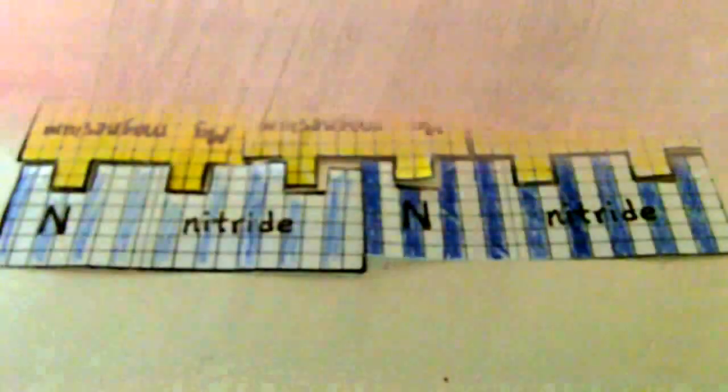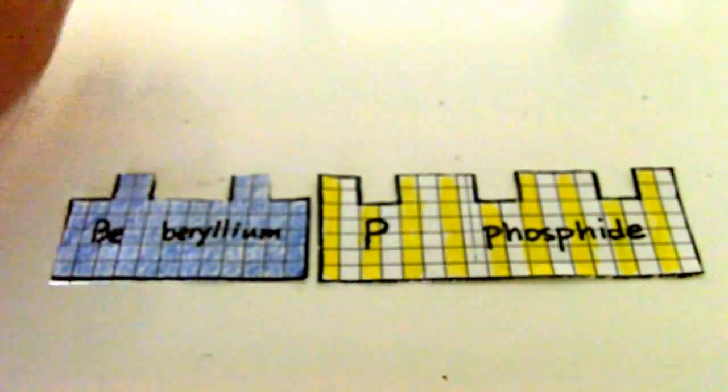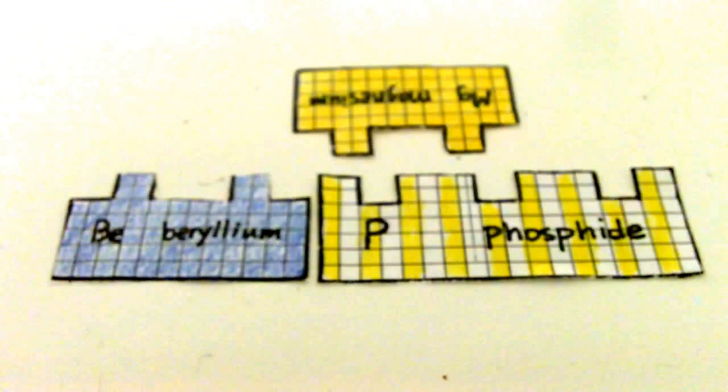The other +2 that you're going to use is beryllium. That one can go with nitride as well. And then the other anion is phosphide. The beryllium can go with the phosphide, as can the magnesium. So fill in the 2nd, 3rd, and 4th row, draw one of them, and name it.